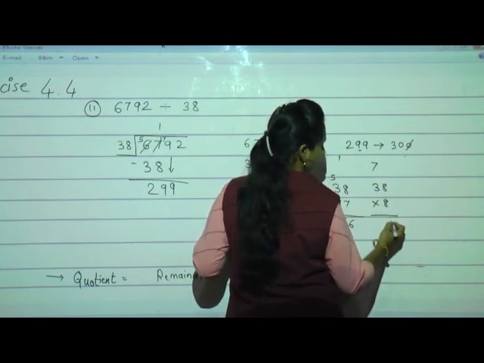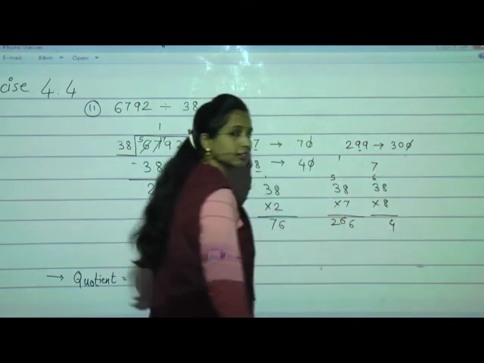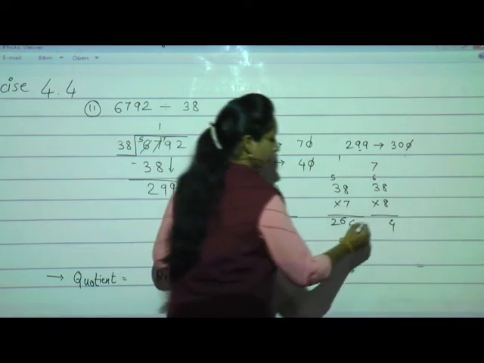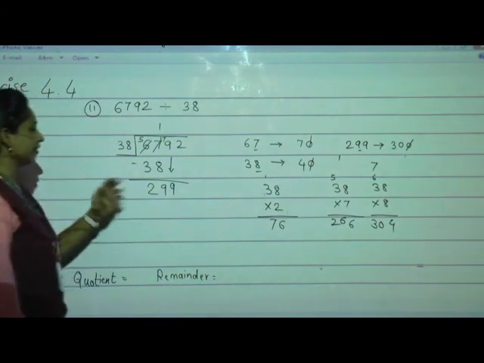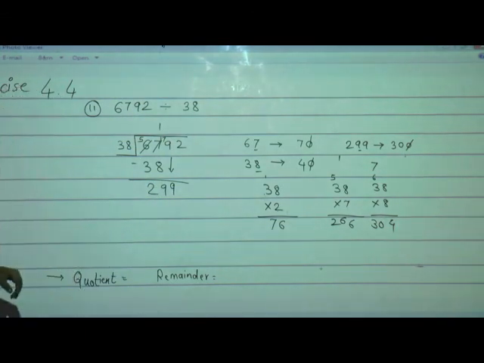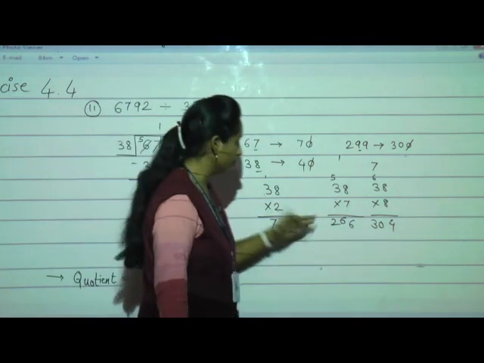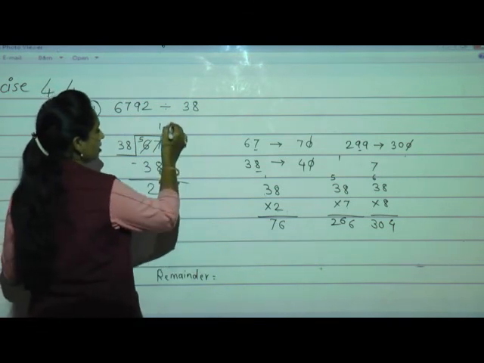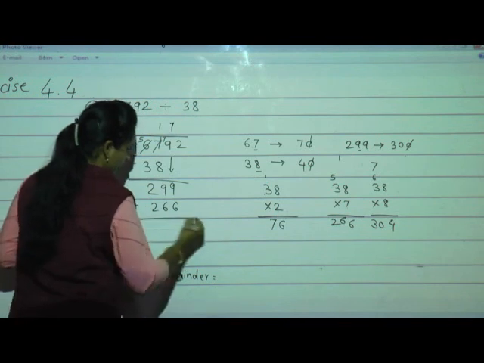8 8s are 64. 8 3s are 24. 24 plus 6 is 30, isn't it? Now 304 is greater than 299. So 38 seven times goes into 299. So what is 38 seven times? 266.